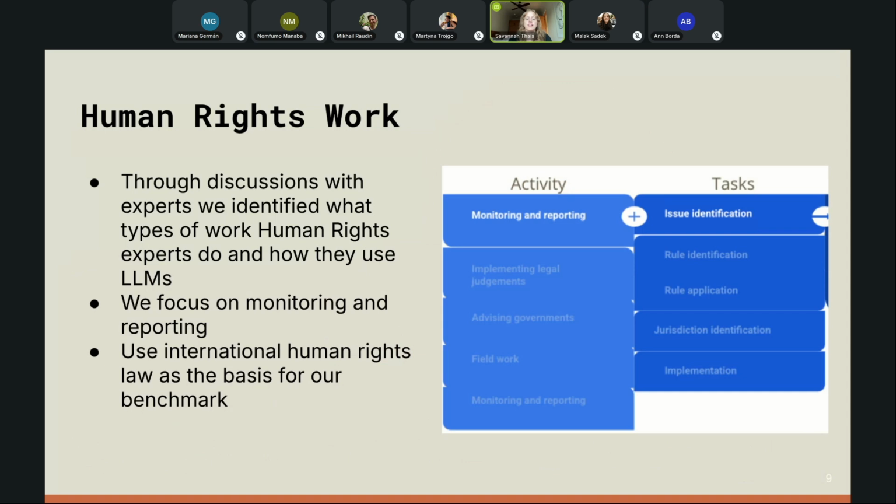First, when we were deciding the scope of this benchmark to start off with, we had a lot of conversations with different human rights experts on what kind of work they actually do and how they use LLMs. And we decided to focus on this first type of activity that human rights workers do, which is monitoring and reporting.